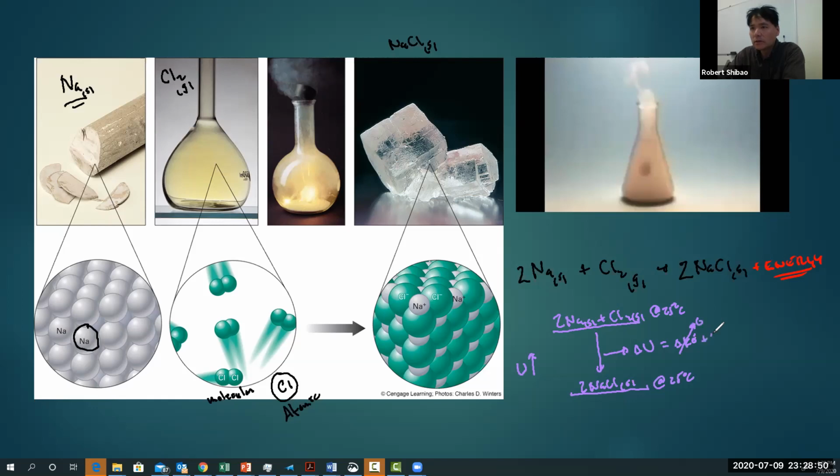But the potential energy does change, and this has a very high potential energy, sodium and chlorine gas. This is a very low potential energy, so that potential energy is going to be evolved in the form of heat and work. The heat, you can feel the heat. The work, you heard the sound. This would be work, popping the stopper off.